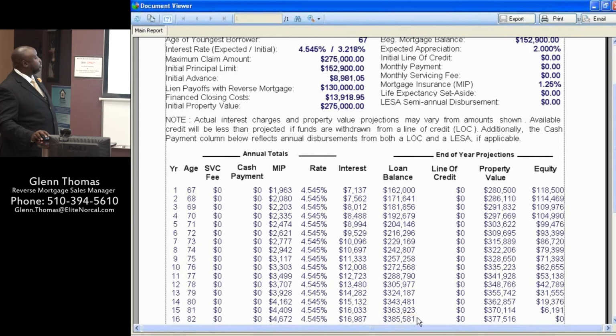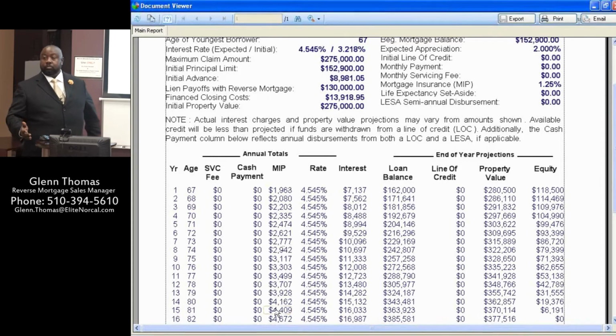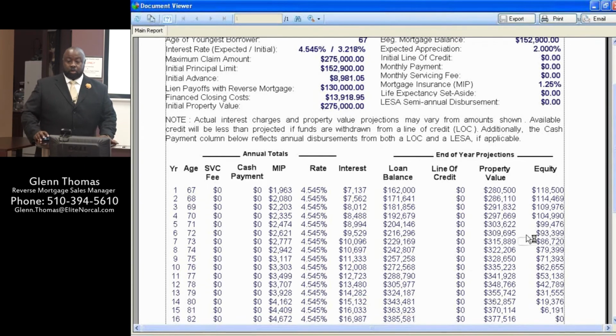In 16 years, we're going to get 385,000, guaranteed. Because even if the house goes underwater, guess what? They've been paying MI, which is going to pay the bank. So the bank said, we're going to give you the money because it's a long-term investment for us. Does this answer your question about where the equity goes, the equity reserve?